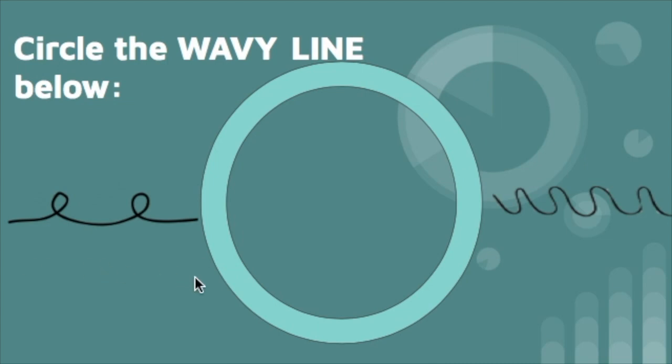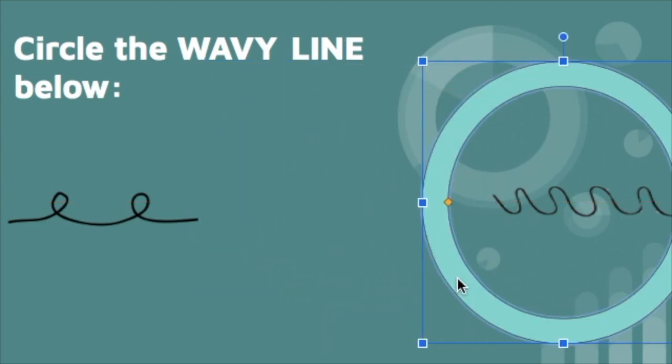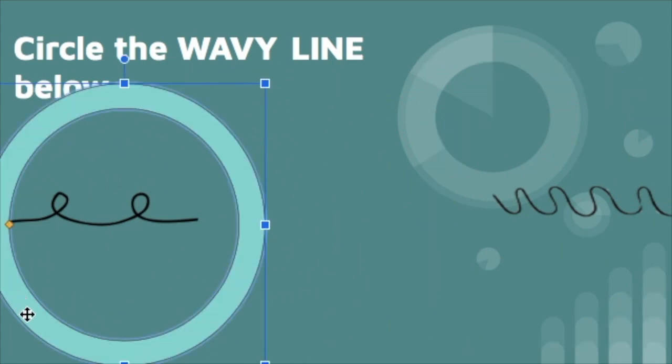Your second question is asking about circling the wavy line. So between these two lines, you're going to click on the circle to select it and then drag it over the correct answer. Remember, you're going to leave your circle there. Do not drag it back into the middle. I just can't give you the answers.